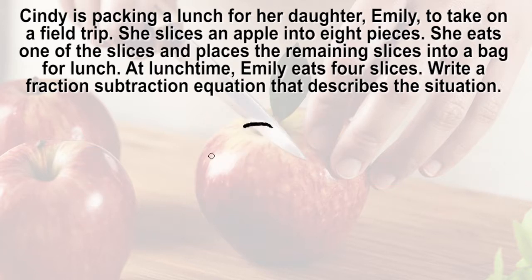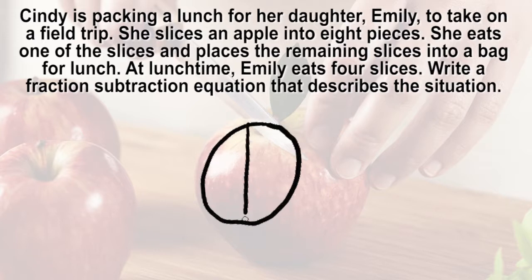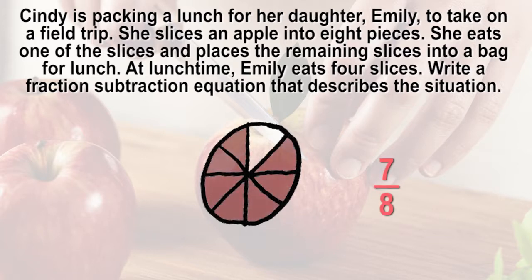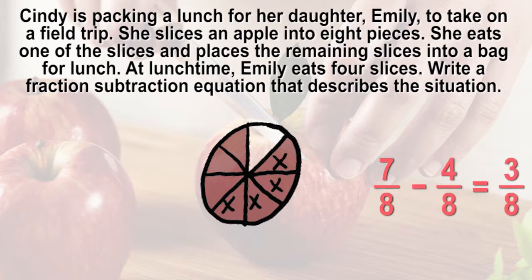A drawing could be used. A circle is drawn and partitioned into 8 equal pieces. Each piece is 1/8 of the whole. 7/8 are shaded in to represent the minuend. 4 1/8 pieces are crossed out to show the difference of 3/8.